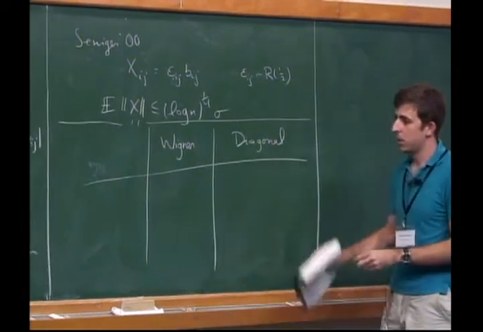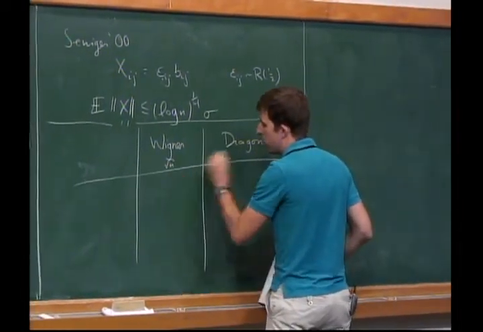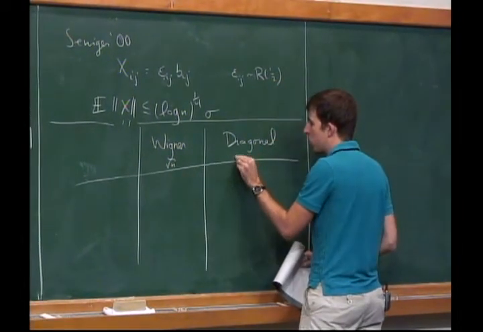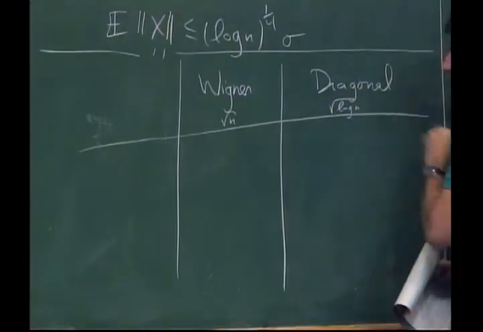We know what the answer is for each one of these cases. Here it should be square root n. Here it should be square root log n. Let's see what each one gives.